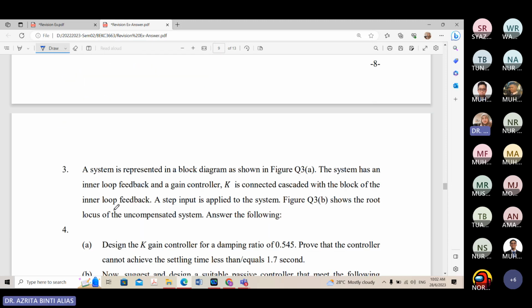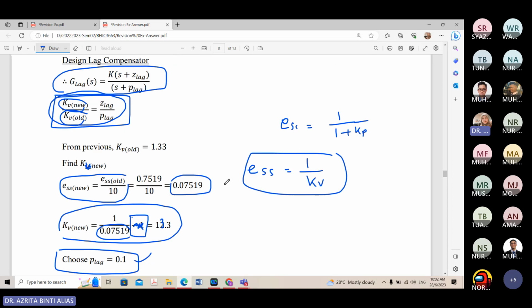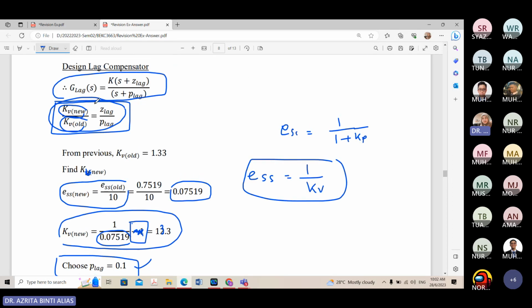Okay, that's all for the lag compensator. The key here is this formula. After this formula, we find the KV old, and KV old always refers to the KV of the uncompensated system, or the KV that uses the K gain controller. After that, we find the KV new. KV new is based on our design requirement.